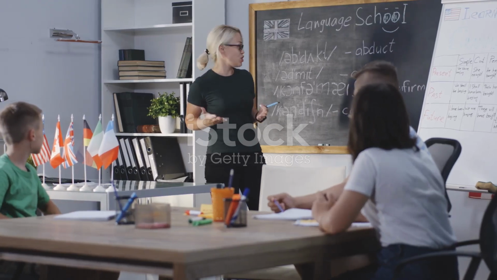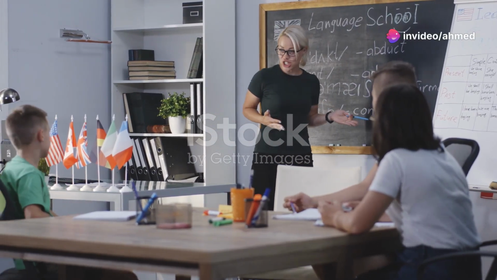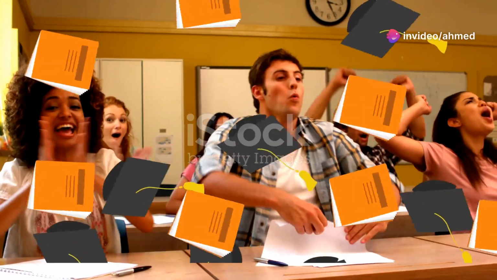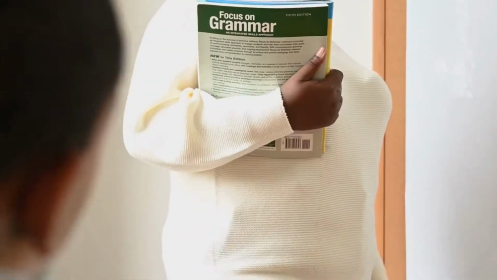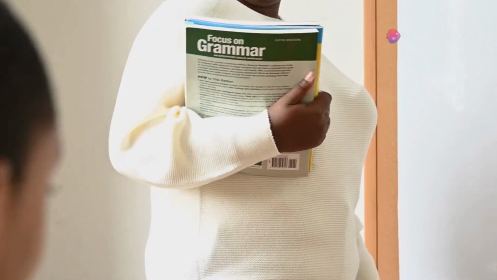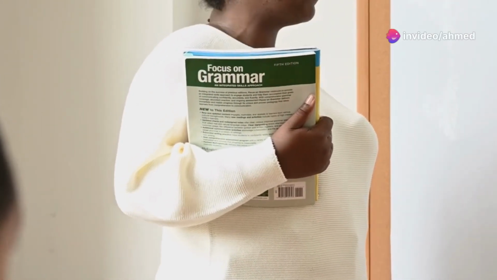Section 9. Mastering the future. Practice makes perfect. Congratulations! You've reached the end of our future tense adventure. You've learned about the different ways to talk about the future in English, from making predictions to discussing fixed plans.